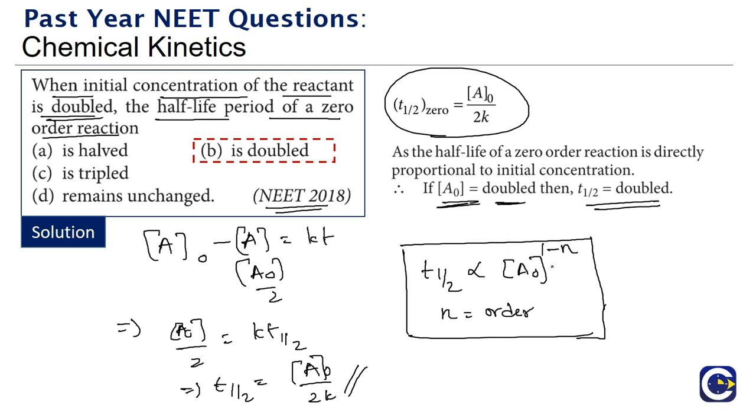So which means for the zero order it will be proportional to a naught. For the first order, since n is equal to 1, it will be independent of the a naught. And for the second order, if you put n is equal to 2, what we see is that it will be proportional to a naught power minus 1, or 1 by a naught. And this expression can be used to find out the dependency of t half on the a naught value, or the initial concentration, for any general order reaction for a single reactant.